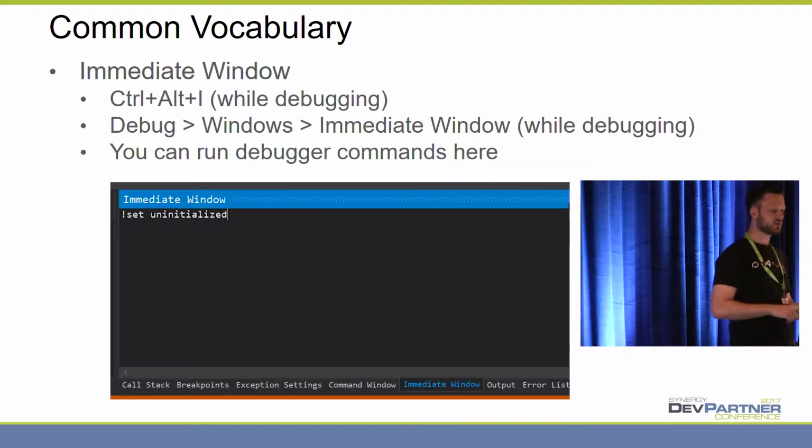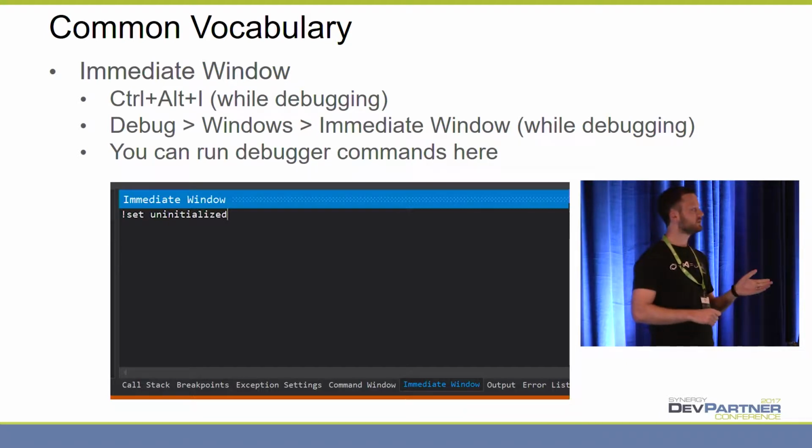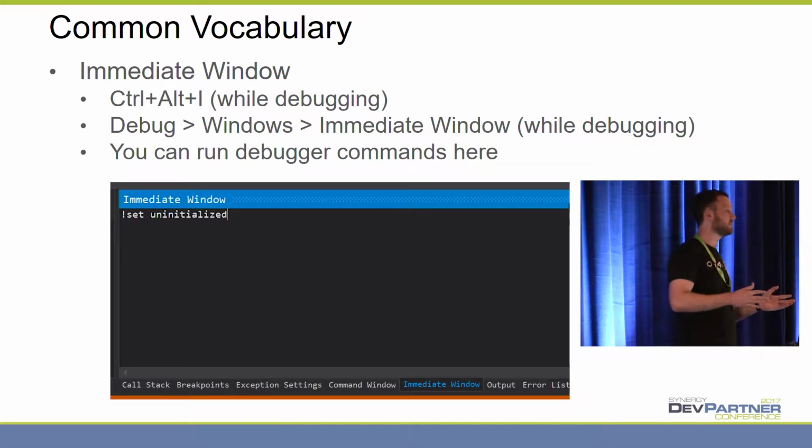So one thing I do want to call out, you'll notice in my screenshot example there is a bang in front of set uninitialized. So in order to differentiate different kinds of commands that are coming through in the broader Visual Studio ecosystem, in order to recognize that you just want to pass this command straight through to the debugger, we require that you prepend it with that bang. So exclamation point, whatever your command would have been, and it will run in this context.